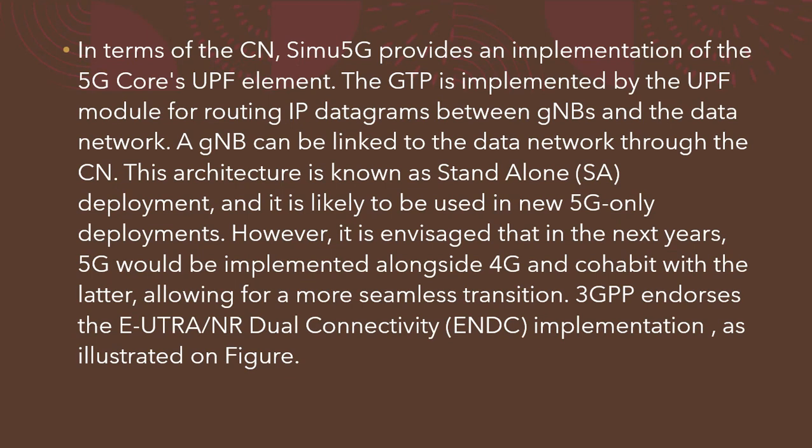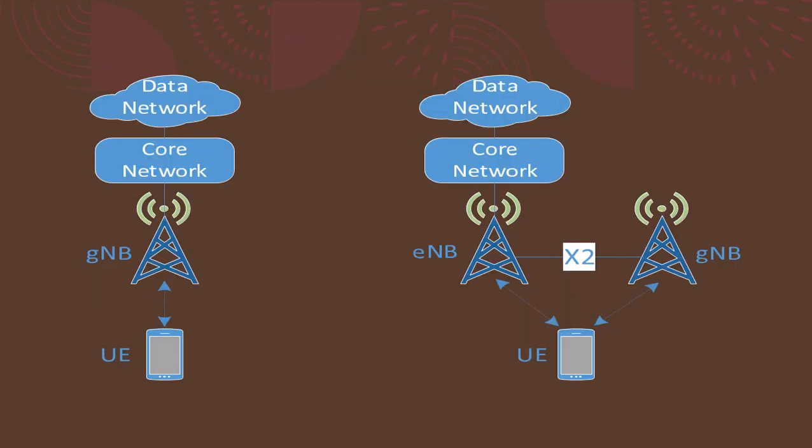However, in the next years, 5G would be implemented along with 4G and cohabit with the latter, allowing for more seamless transitions. 3GPP defines the E-UTRA NR dual connectivity (EN-DC) implementation as illustrated in the figure. As you can see, we have both.